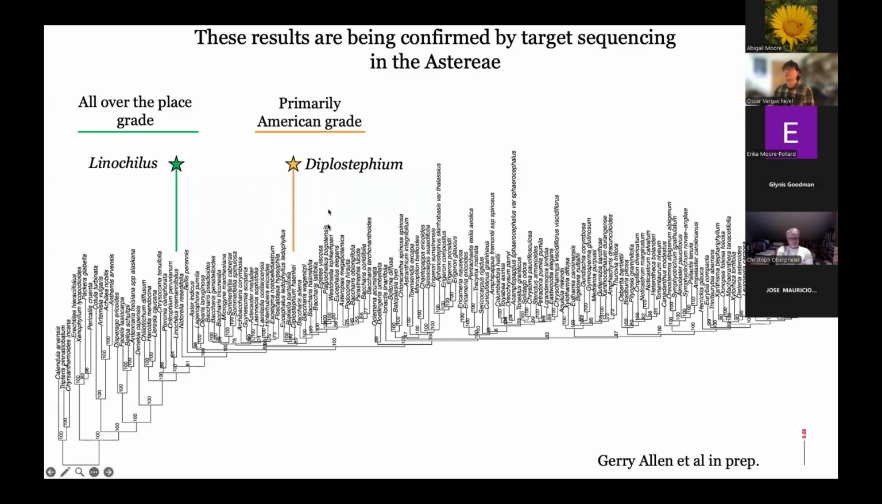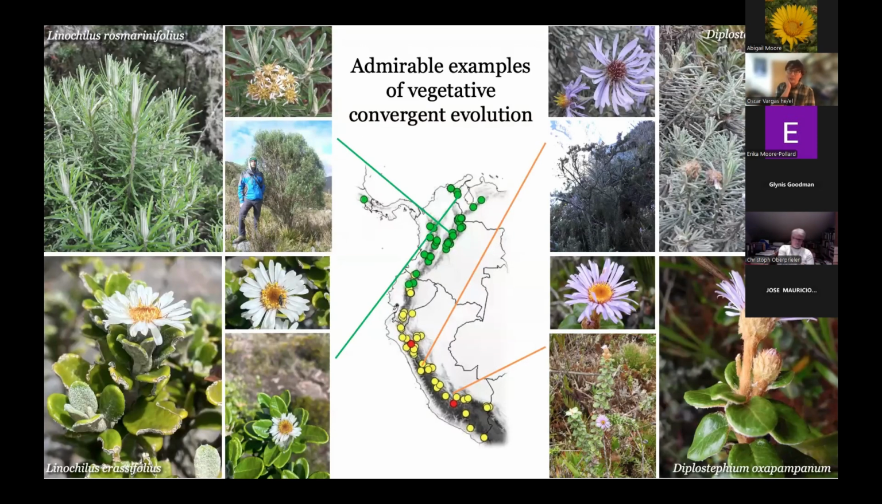And Linochilus is sort of in this grade with genera that are all over the place, but mostly southern hemisphere. And Diplostephium sensu stricto is basically nested in this clade that primarily has genera from the Americas. So this is exciting to see that this is true, and we can see it in bigger phylogenies too. And one thing that I really wanted to show in this talk was the convergent evolution that happened in these two genera, right? So they're very similar to each other.